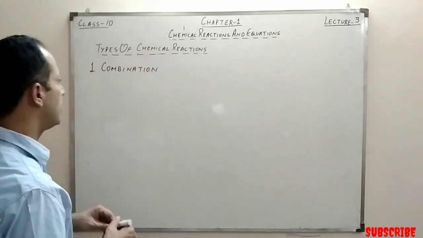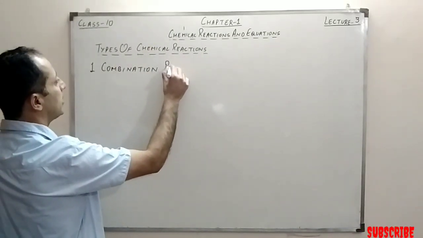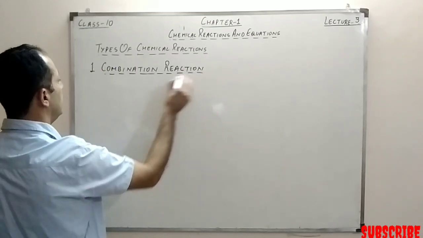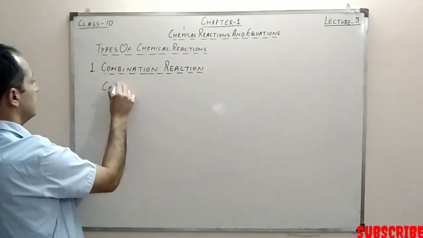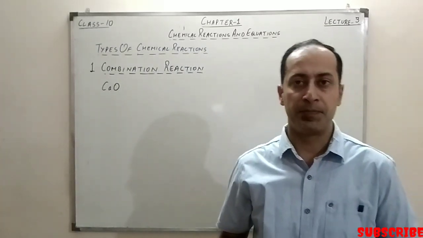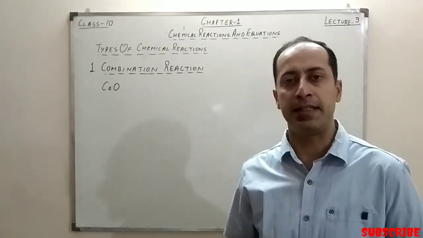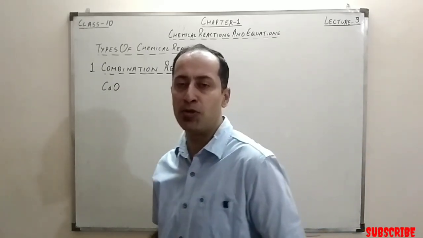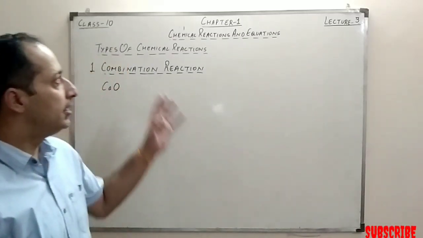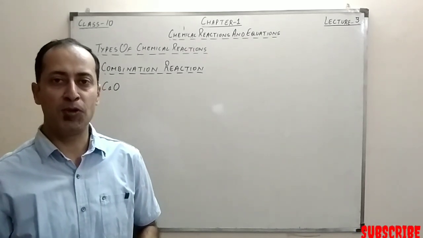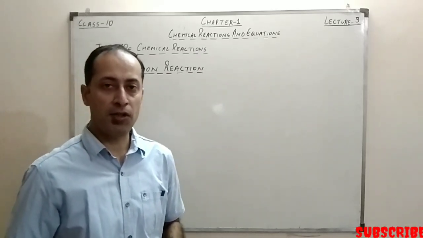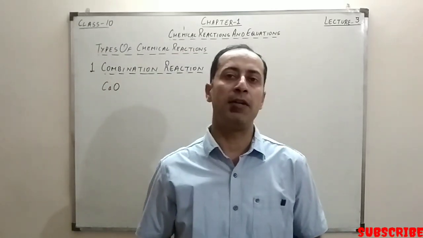Let's take the first equation for the combination reaction. Let's talk about calcium oxide. Calcium oxide is also called slaked lime, and this slaked lime is used for whitewashing the walls. You can see the walls. This calcium oxide is used for whitewashing the walls when it's mixed with water. That is, the mixture of calcium oxide with water is used for whitewashing the walls.